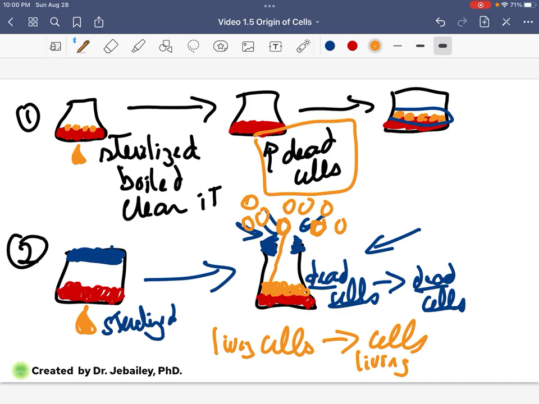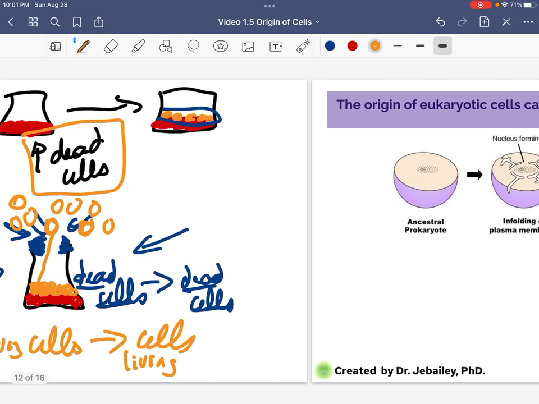So Louis Pasteur's experiment disproved, rejected, spontaneous generation. He says, dude, there's no way that things can just show up out of nothing. There has to have been a living cell there before, and that cell divided itself and created more living cells. So cells do come from previous cells, and they do not come out of nothing. So this is a perfect experiment to prove that.